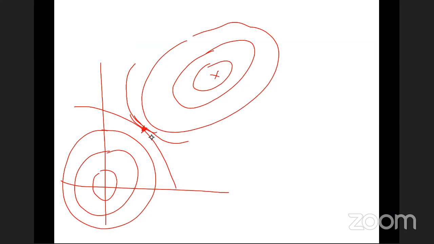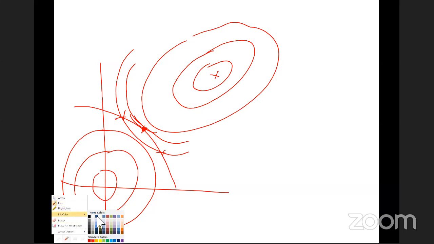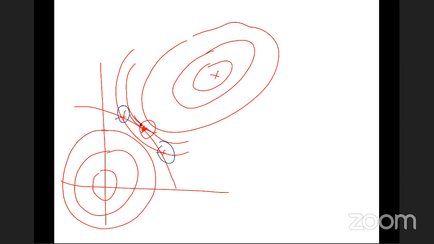It cannot be on a point where it is not tangent. So let me change the color. These two cannot be the solution. The only solution that can be there is the one that I have shown earlier. I'll just circle it with a red point. Only this can be a solution. So it always has to be on the tangent of the concentric circles coming from the origin and the concentric ellipses coming from the minimum MSC point.